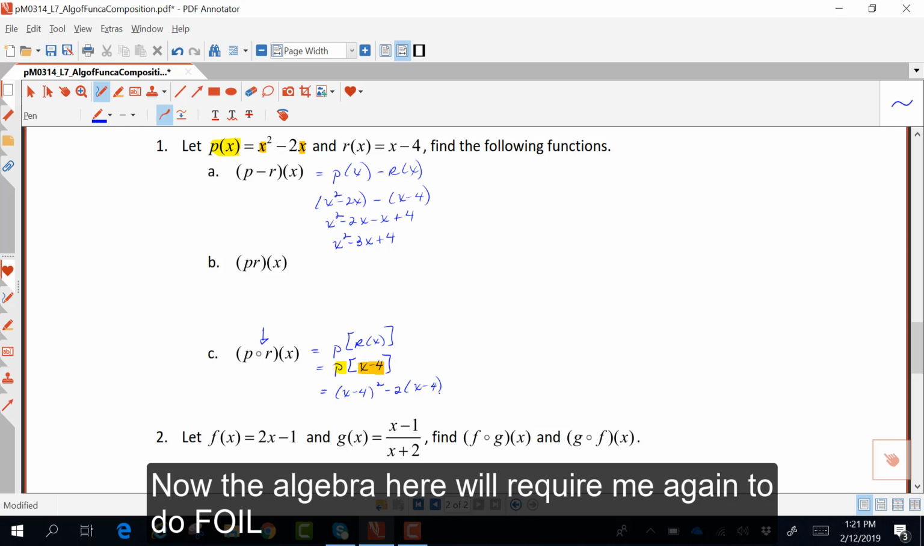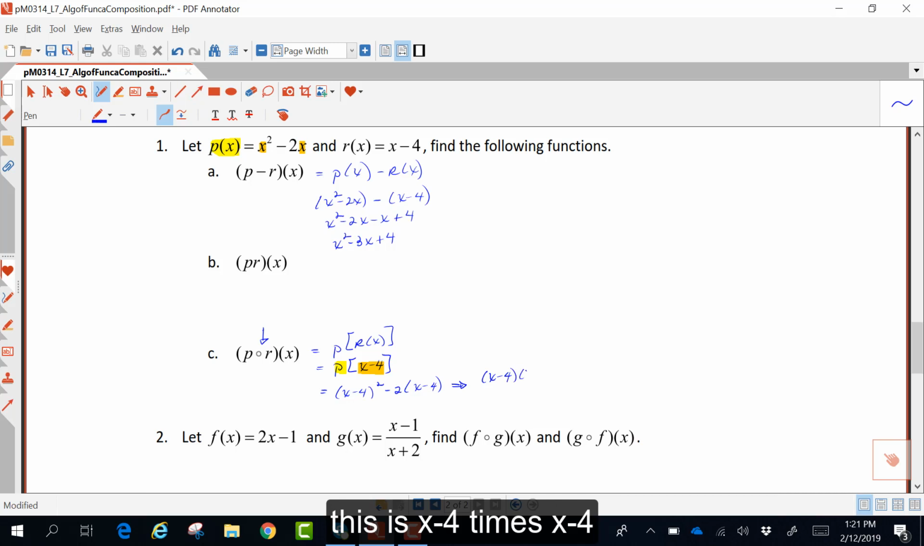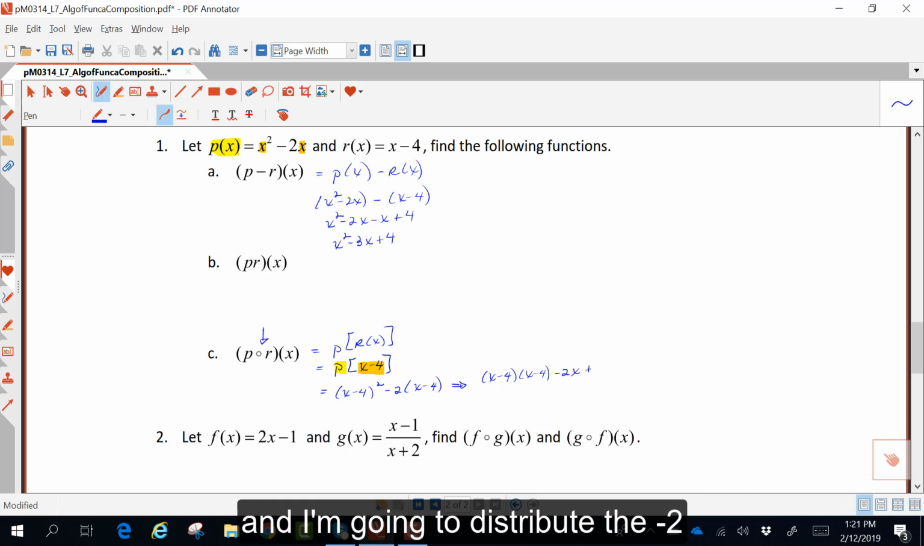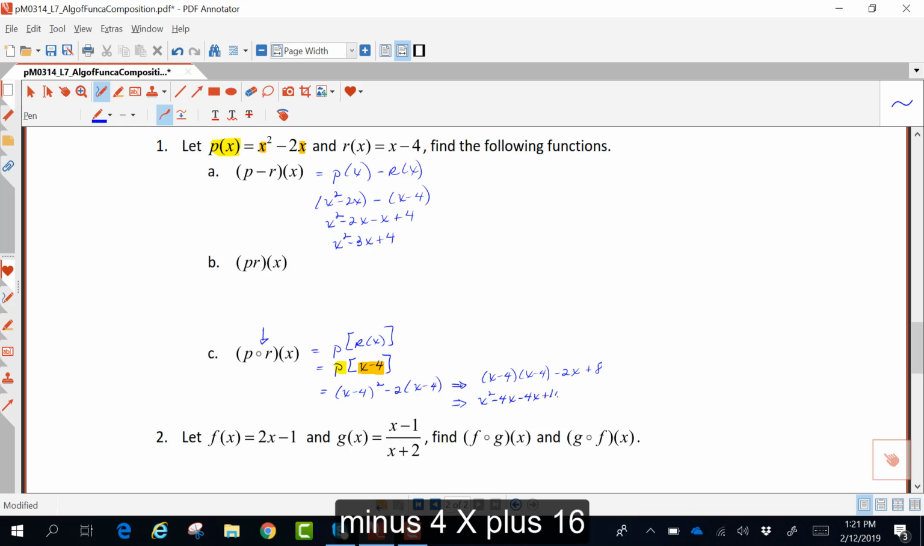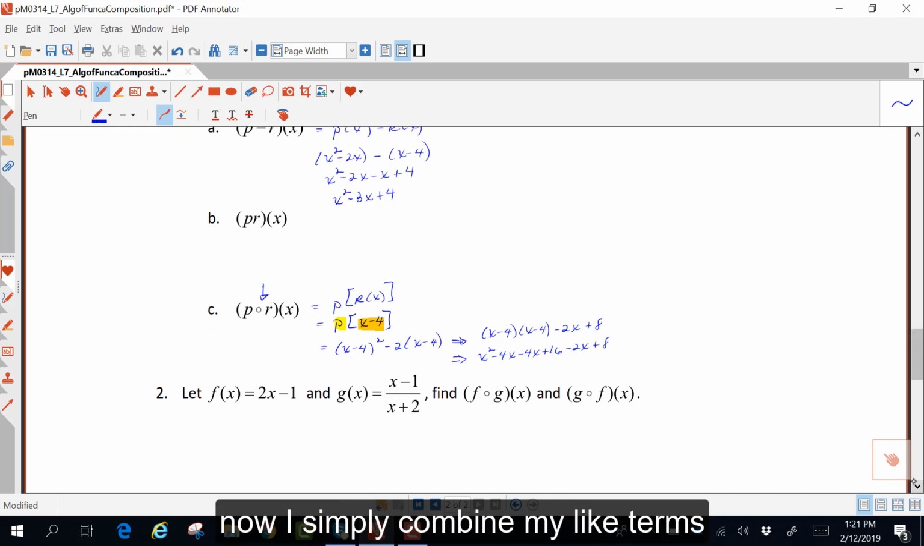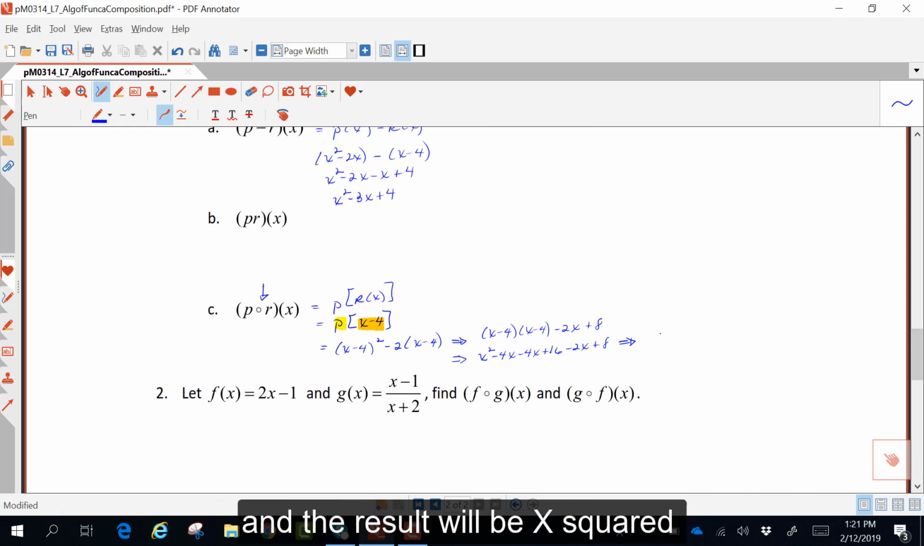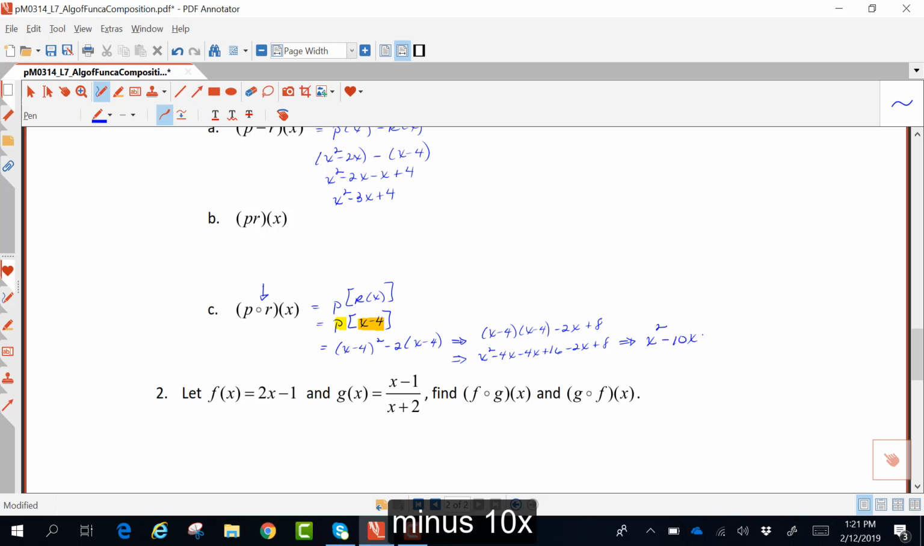Now the algebra here will require me again to do FOIL. This is x minus 4 times x minus 4, and I'm going to distribute the negative 2. X minus 4 times x minus 4 will be x squared minus 4x plus 16. Now I simply combine my like terms, and the result will be x squared minus 10x plus 24.